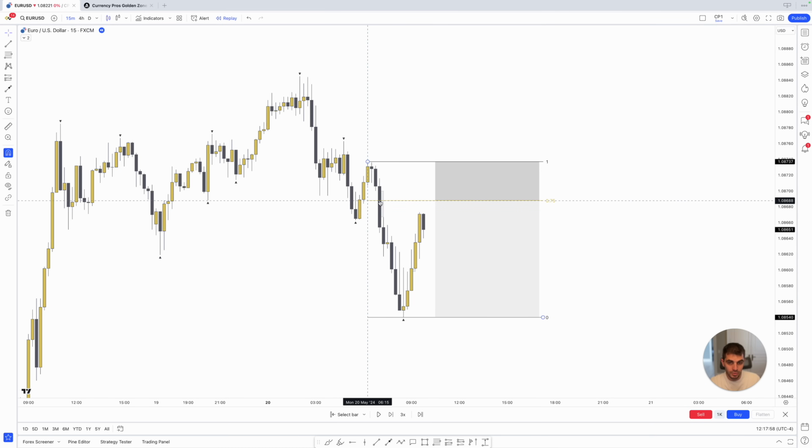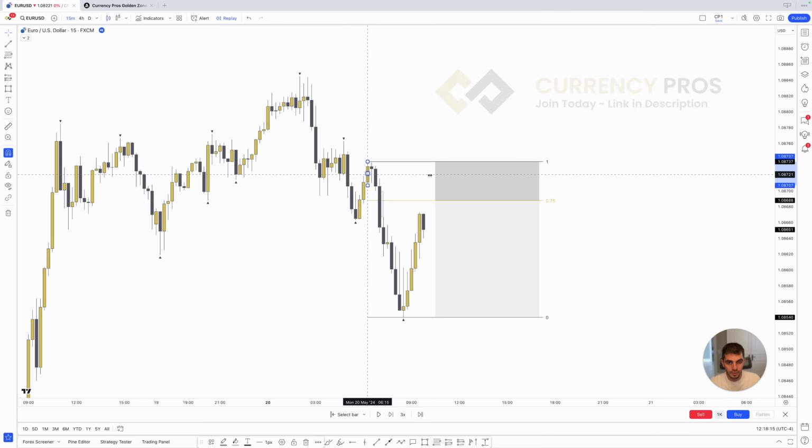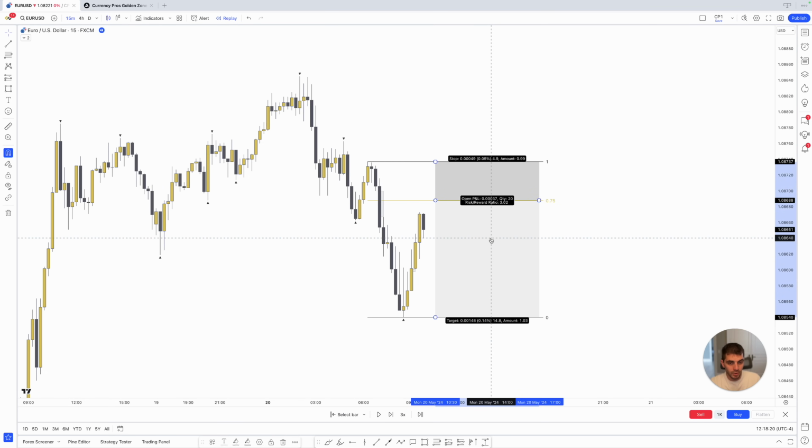Well, it lands really nicely on this imbalance, which you can see highlighted by this gray box here, courtesy of the Currency Pros indicator. It just shows us all of that stuff. Order blocks, imbalances, structure, Fibonacci, all kinds of stuff. I have the order blocks turned off right now, but of course there is an order block right here. So that's nice as well. So I simply set a limit order right here based on these parameters, and it was right at the 75%.